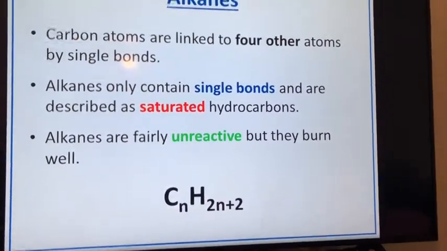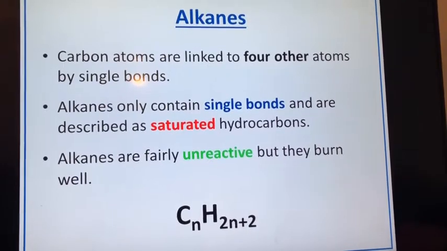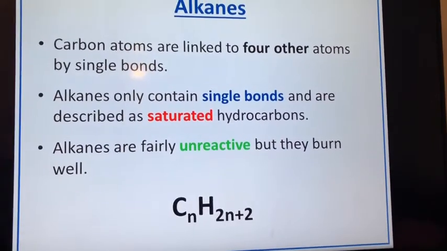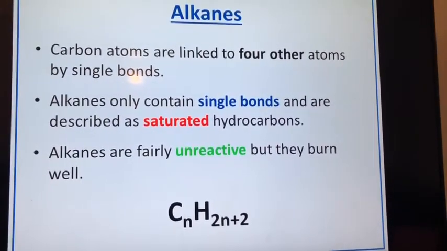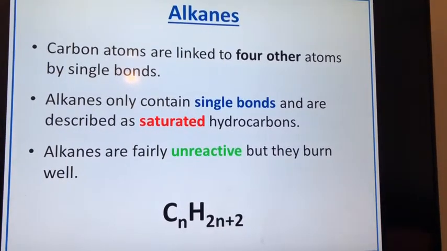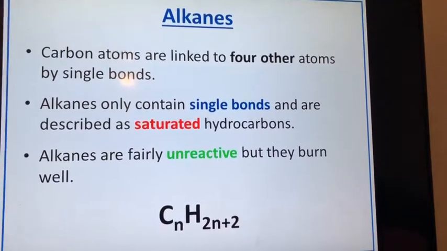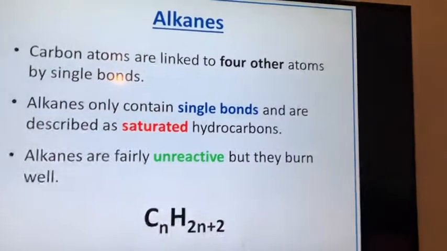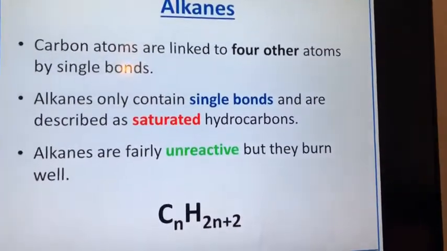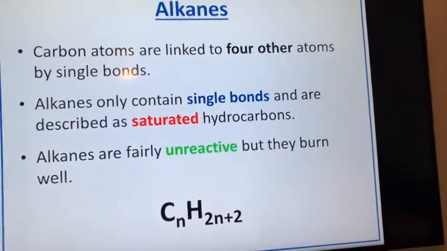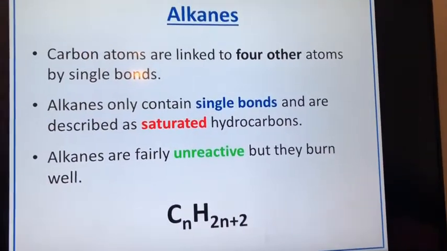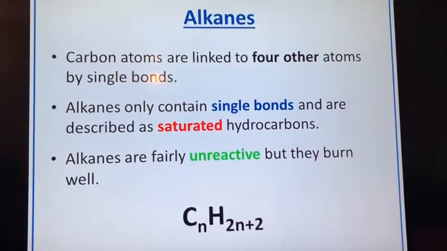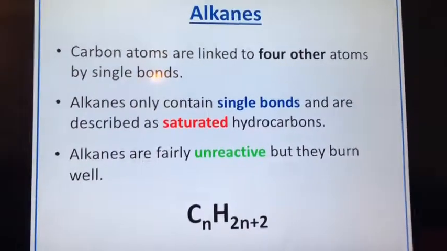So the general formula for an alkane is CnH2n+2. As an example, if you had a carbon chain with 2 carbons in it, it would be C2H(2 times 2 plus 2), so it would be C2H6. Each carbon atom is linked to 4 other atoms by a single bond. Because alkanes have single bonds, that means that they are saturated hydrocarbons. Alkanes are also fairly unreactive because they have those single bonds and they're already fully saturated.